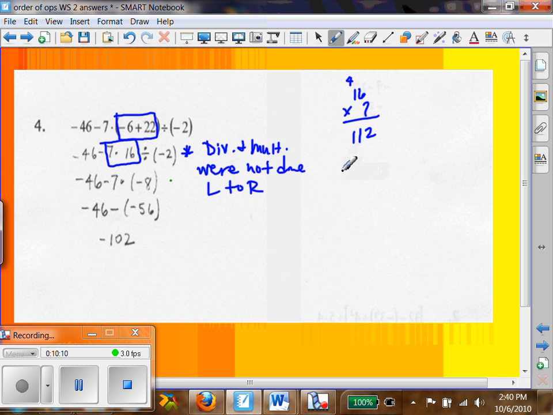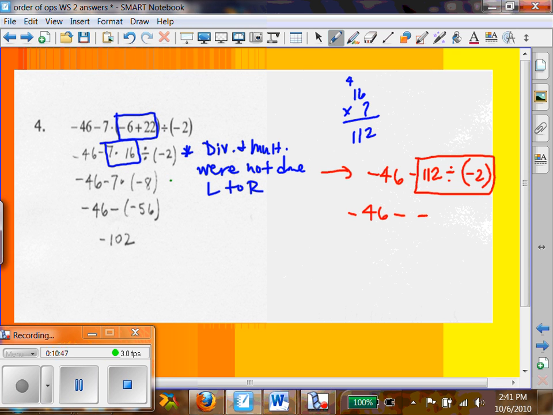Nothing to do but fix it. So let's jump over here, and we have negative 46 minus 112 divided by negative 2. Whoops, not negative 8. I looked at the wrong line, everybody. Negative 2. There we go. All right, now subtraction or division, and I go to division. So I have negative 46 minus, and I take 112 divided by negative 2. A positive divided by a negative is negative, and 2 goes into 112 56 times.